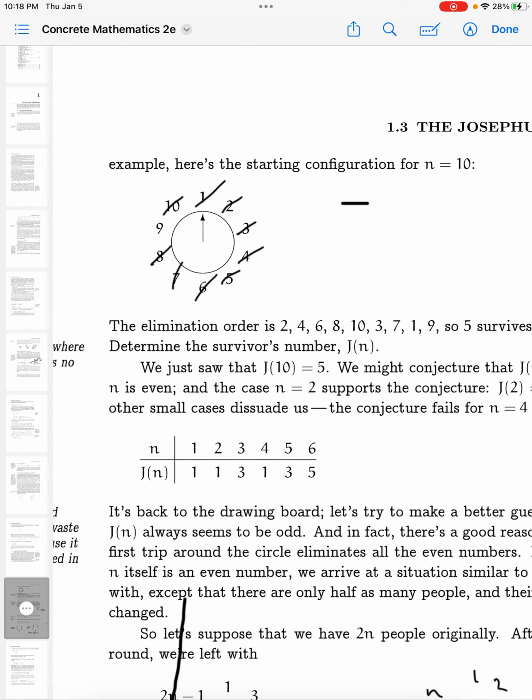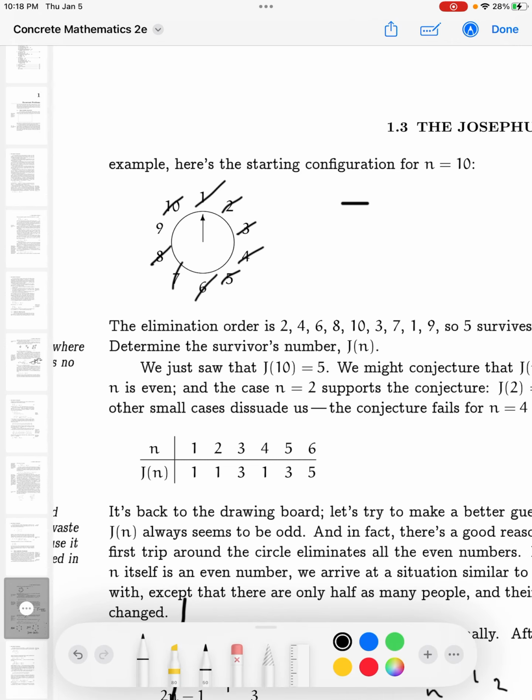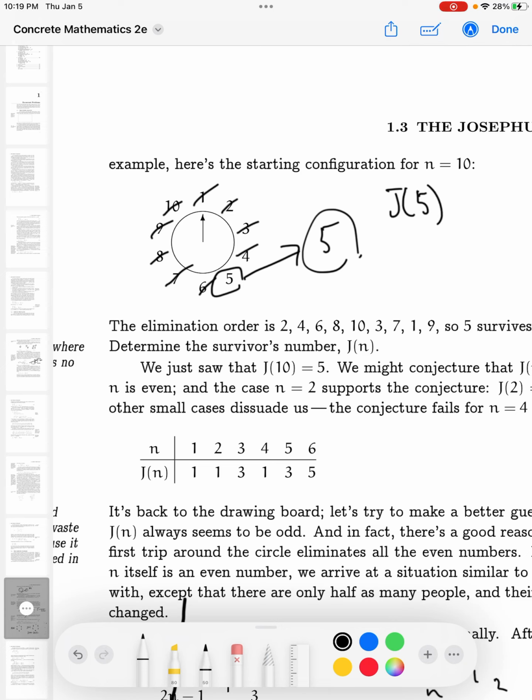Oh, wait a second, I may be wrong here. Just give me one sec. Remove until 1 remains. So second person, remove, then 3, 7, 1, 9. Okay, so the survivor is 5. So if we express this as a function, where n is the number of people, in the case of J10, it's going to be 5, right?